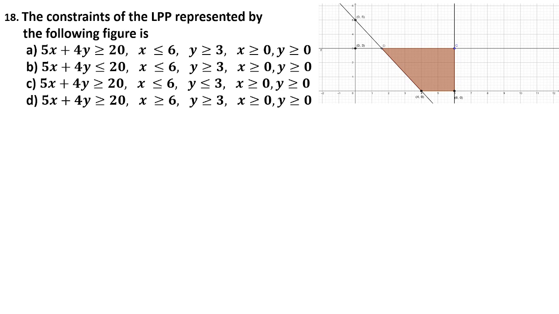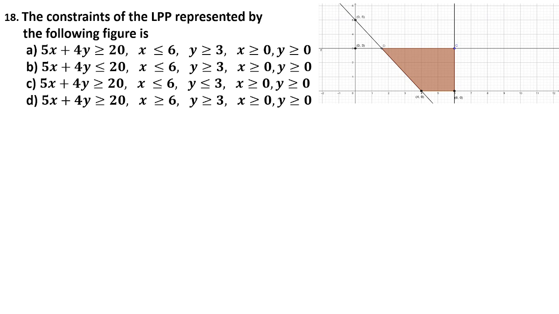The other 2 lines are very easily identifiable because one is parallel to the x-axis, another is parallel to the y-axis. The line parallel to the x-axis is passing through 0, 3. Therefore, it is y equal to 3. The line parallel to the y-axis is passing through 6, 0. Therefore, it is x equal to 6. Well, now we have to check whether it is greater than or less than.